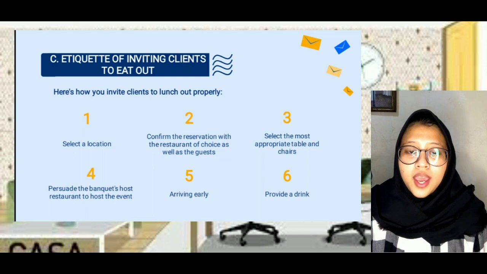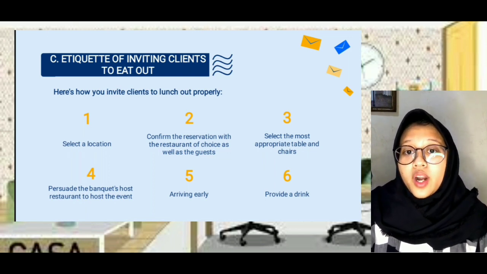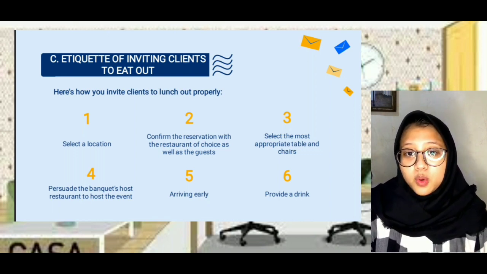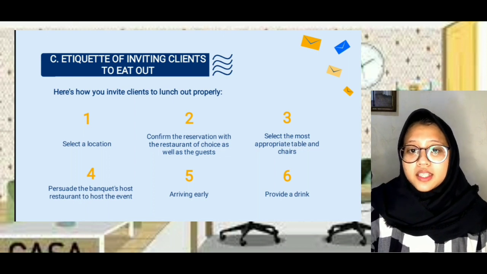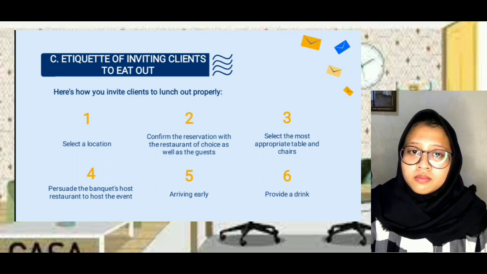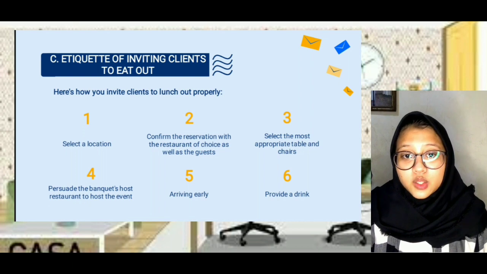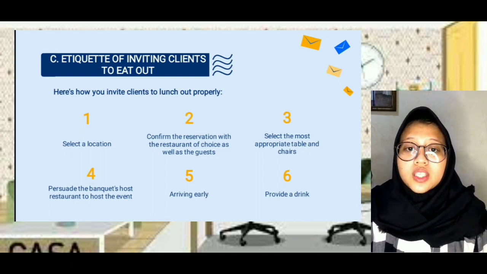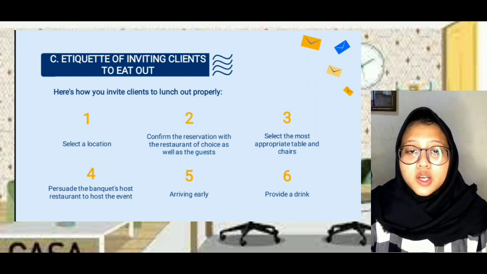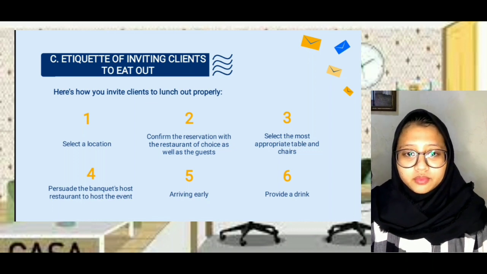If the venue has a specific dress code, make sure the guests are aware of it. And then third, select the most appropriate table and chairs, as far away from the thin corridors, toilets, cashiers, and the kitchen doors as possible to reduce distraction and maintain privacy. 4. Persuade the banquet house restaurant to host the event.